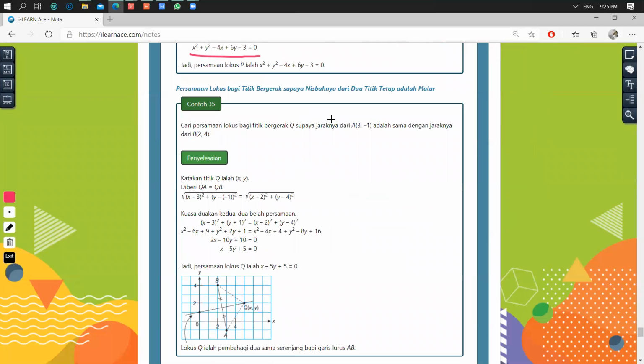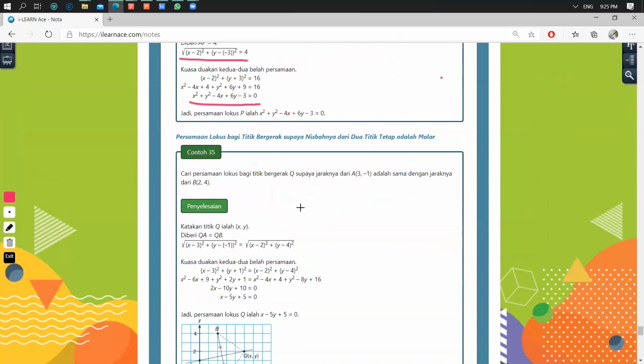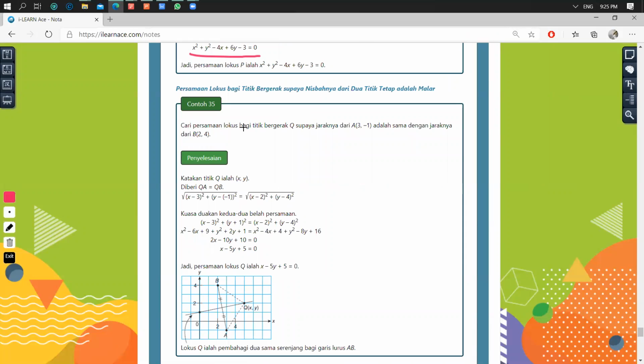Now the second part is the second loci I mentioned here. So this one is asking you to find the equation of the loci that the point is always moving. I mean, the point Q is always moving such that the distance from A, this is saying the distance of Q from A and from B is always the same. Okay, so first thing, let Q be XY. Okay, then since the distance between Q and A is the same as the distance between Q and B, so just write down QA equals to QB.